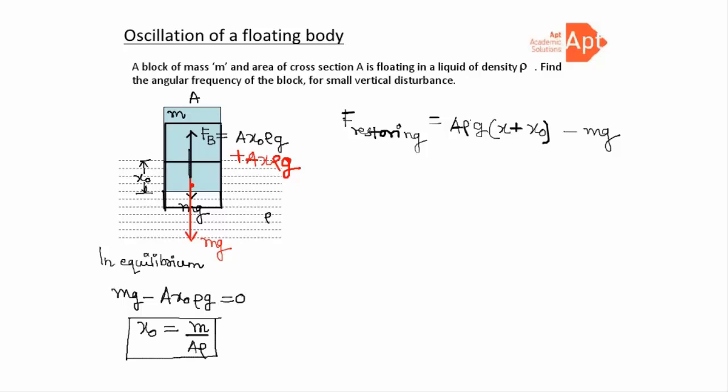So finally the restoring force comes out to be, on solving the above equation, F equals A rho g x. If we want to write it in terms of vector notation, it is F vector equal to minus A rho g x vector. Equating it with m omega square x, we get omega as root of A rho g by m.